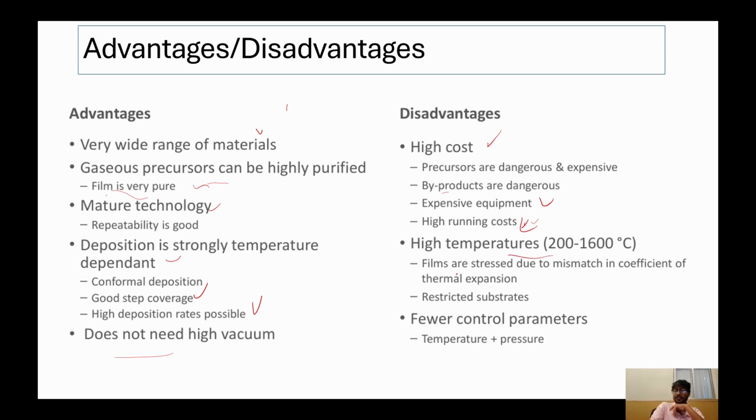At high temperatures, films are stressed due to the mismatch of the coefficient of thermal expansion, because if you are depositing germanium or gallium arsenide over silicon, okay, because of the lattice match, the thermal expansion coefficients are different for both of these, so you will find some films cracky. Okay, that is the thing.